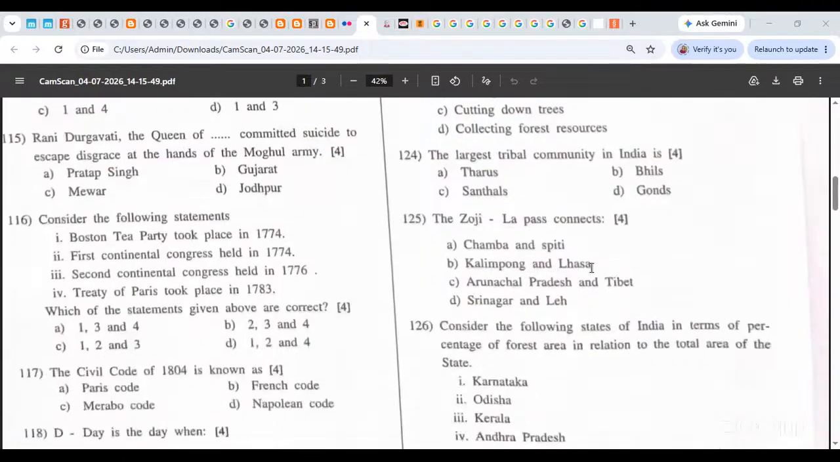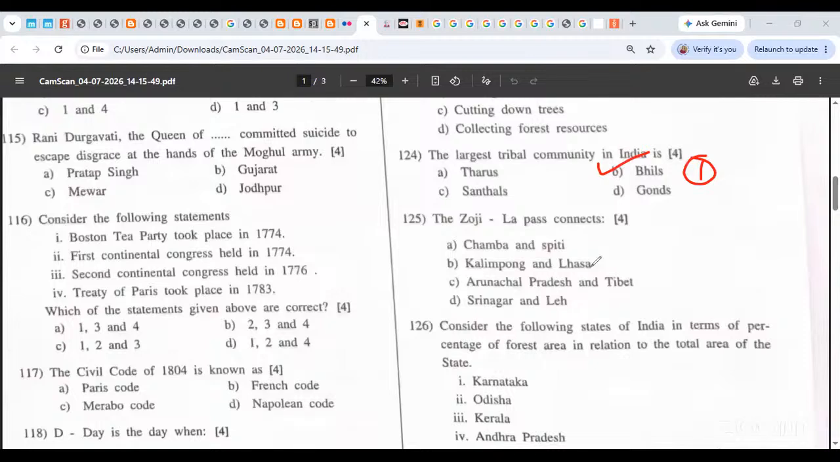All right, moving forward, question 124. The largest tribal community in India is: Tharus, Bhils, Santhals, Gonds. You're looking at different tribal communities in India, and you're looking to see which one of them is the largest. The answer here is going to be Bhils. Bhils are the largest tribal community in India. They form almost 38% of the scheduled tribe population in India.